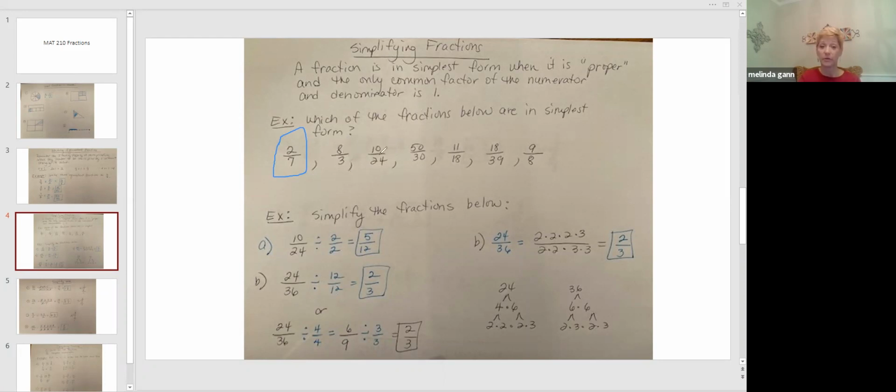Now, here the numerator is smaller than the denominator. This one is proper, but again, it's not in simplest form. Why?